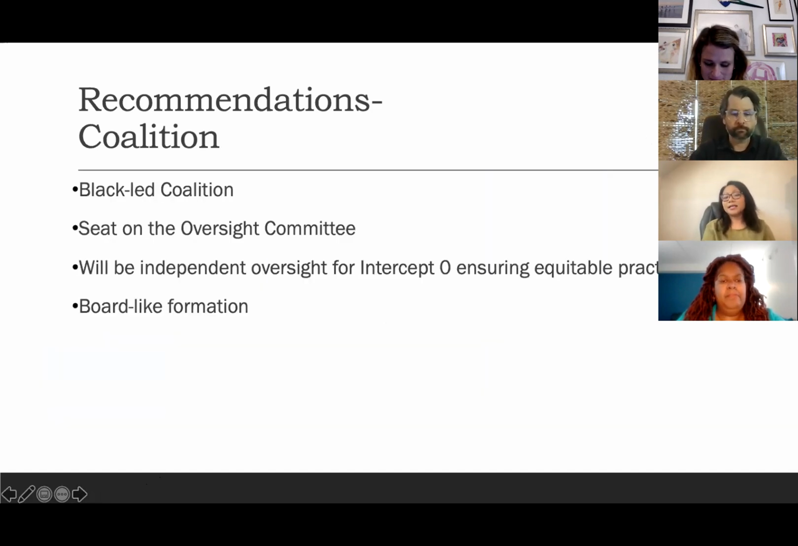So again, it's a Black-led coalition. Again, a seat on the oversight committee will be independent oversight for Intercept 0, ensuring equitable responses, and a system of checks and balances. And something that has a board-like formation, and that's something we still have to work on.